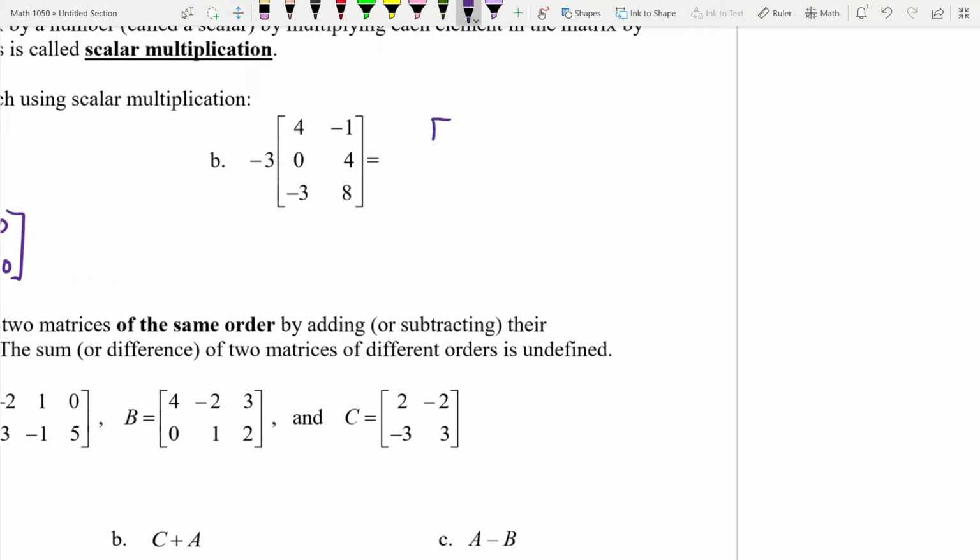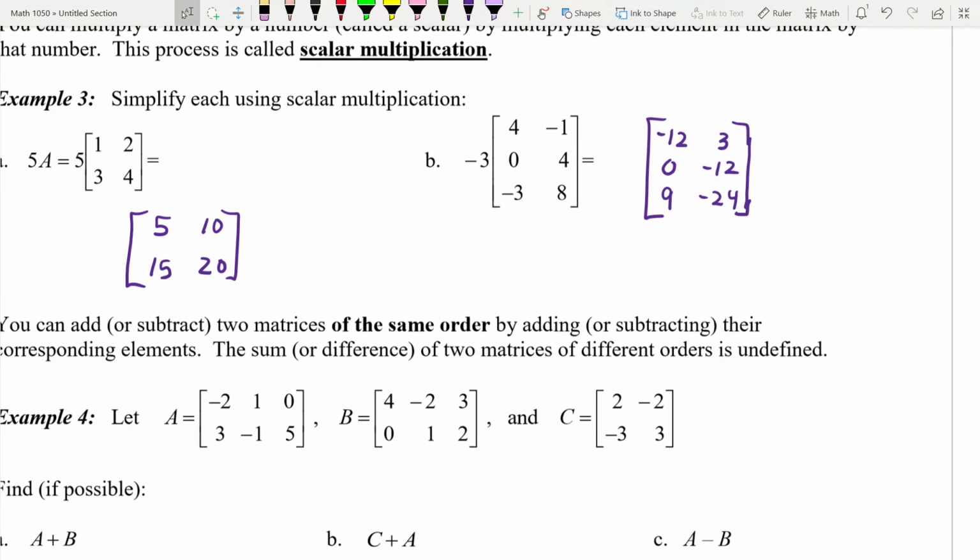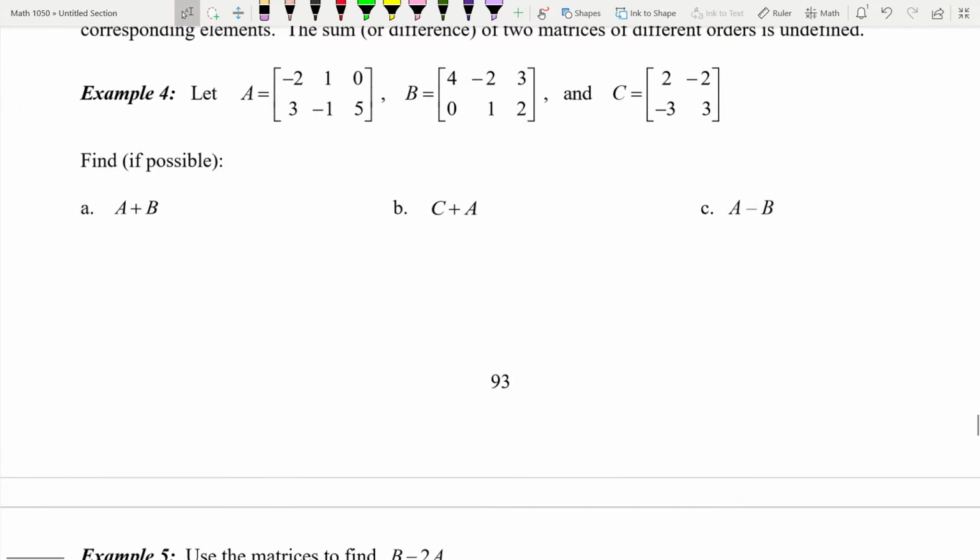Question B is just as easy, but we're multiplying by negative 3. So 4 times negative 3 is negative 12. Negative 1 times negative 3 is a positive 3. 0 times negative 3 is a 0. 4 times negative 3 is a negative 12. Negative 3 times negative 3 is a positive 9. 8 times negative 3 is a negative 24. Done.